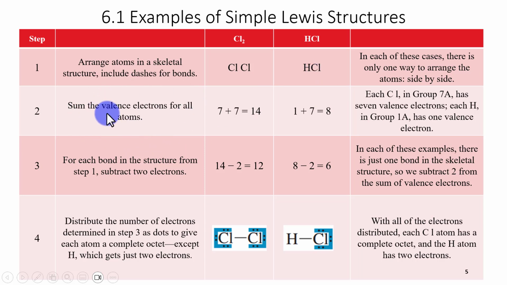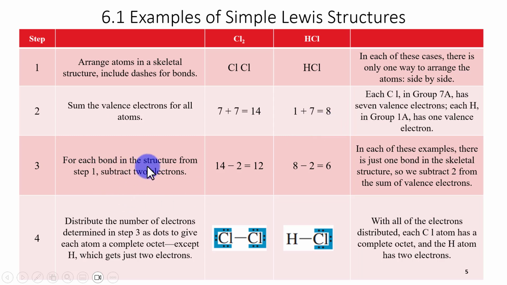Now, the next step is to sum the valence electrons for all the atoms. We know group 7 atoms, which chlorine is a part of, have 7 valence electrons. And since I have 2 chlorines, I have 7 from one and 7 from the other, a total of 14. For HCl, hydrogen is group 1, so it brings 1 electron. Chlorine is group 7, so it brings 7 valence electrons, for a total of 8.